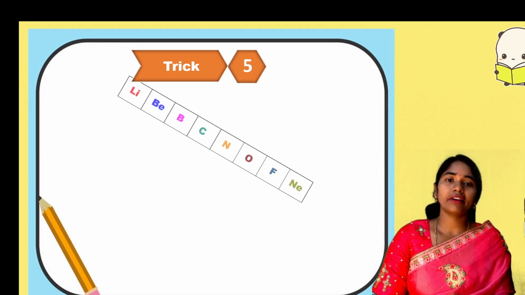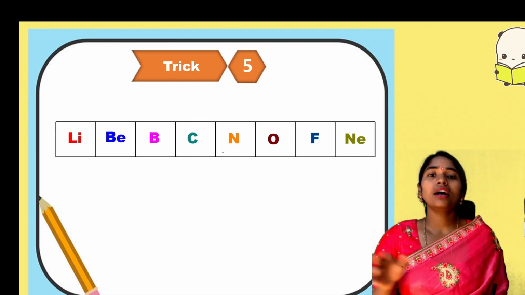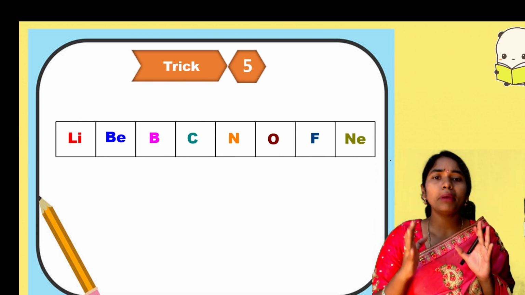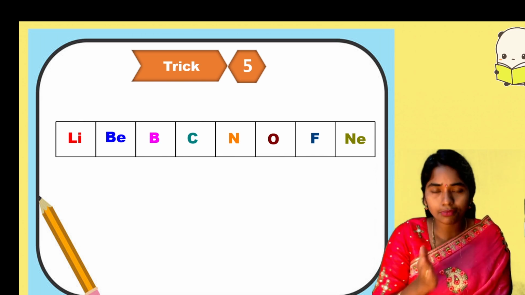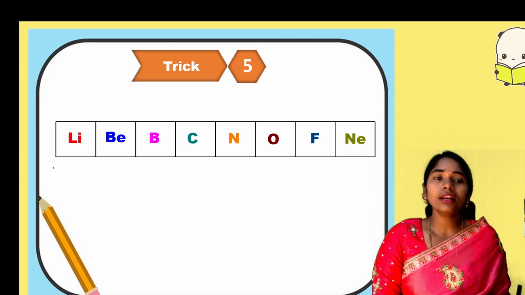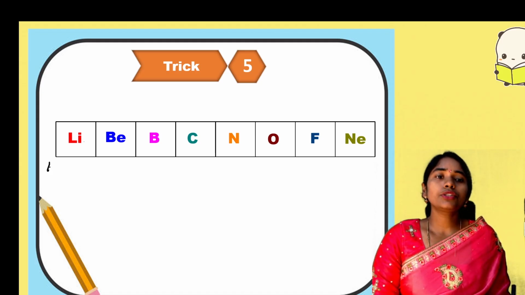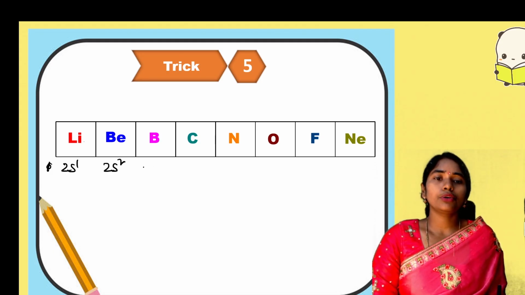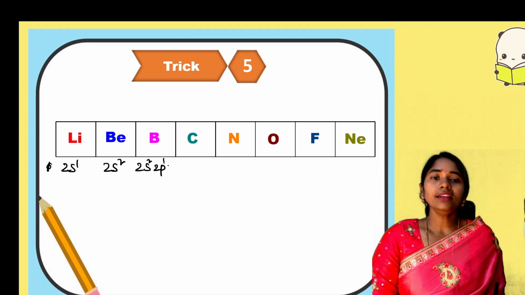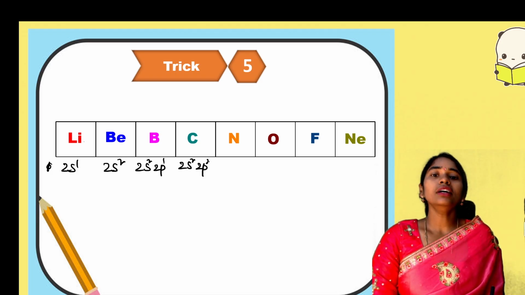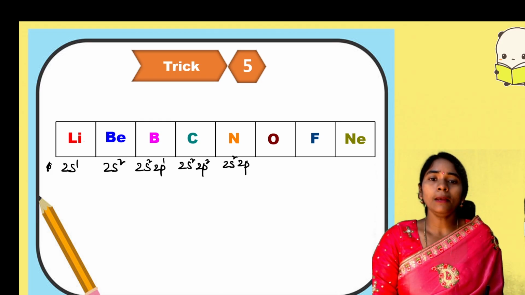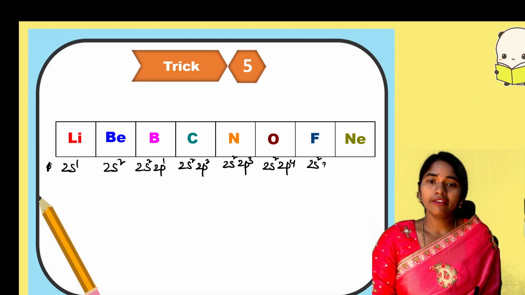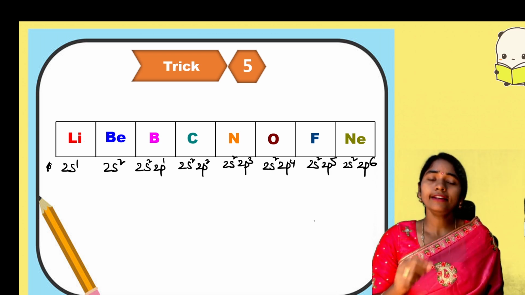Coming to trick number 5. Lithium, beryllium, boron, carbon, nitrogen, oxygen, fluorine, neon. Pay attention and listen, this is most important. Lithium, beryllium, boron, just write the configuration. 1s2 2s1, then valence configuration 2s2, then 2s2 2p1. Carbon is 2s2 2p2. Nitrogen is 2s2 2p3. Then 2s2 2p4. This is 2s2 2p5. If you are not able to write with my speed, then just click on pause and write it down.